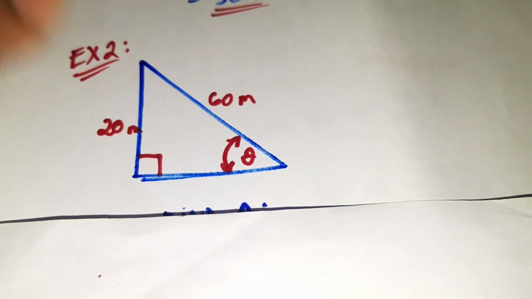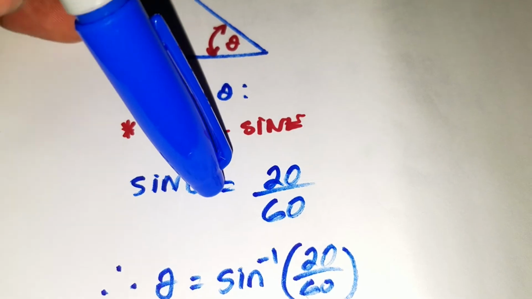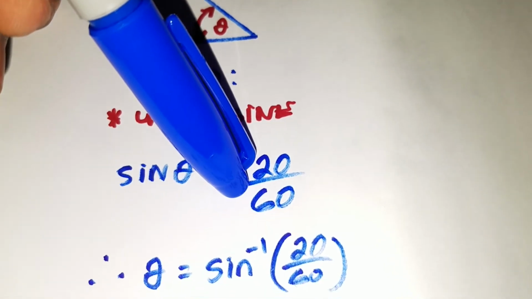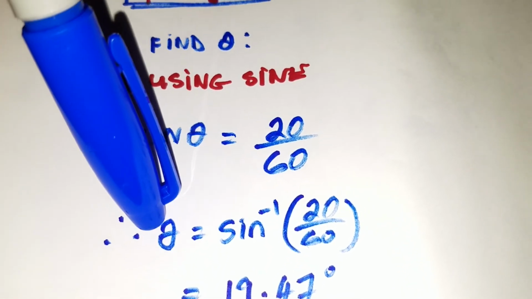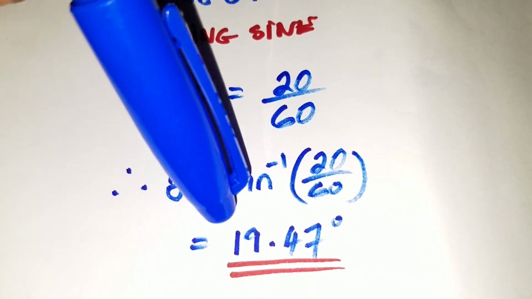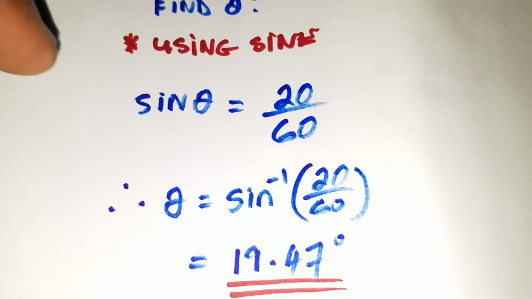So sine theta would be equal to the opposite over the hypotenuse. So therefore we have to find the inverse of sine. So theta will be equal to sine inverse 20 over 60, and to two decimal places that will be 19.47 degrees.